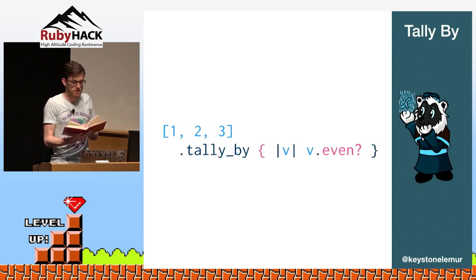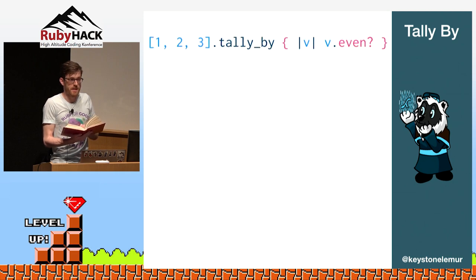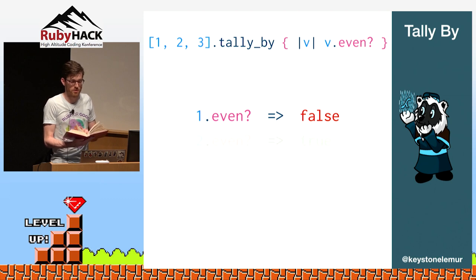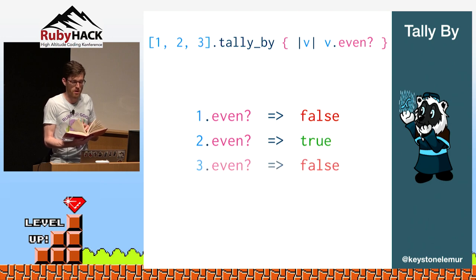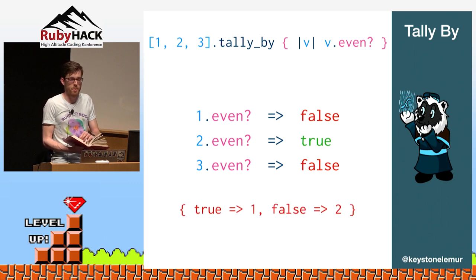Tallyby works much like other functions by taking a predicate, in that it's checking if numbers happen to be even, but it is using this function to decide how counts work. So for one, it happens to not be even, so that gives us one count of false. For two, it happens to be even, which gives us one count of false and one count of true. For three, that happens to be odd, so we will also get another count of false, giving us back a hash containing one value of true and two values of false.